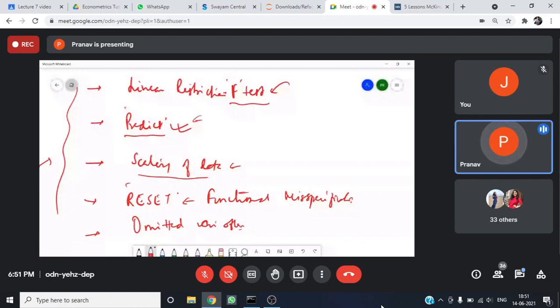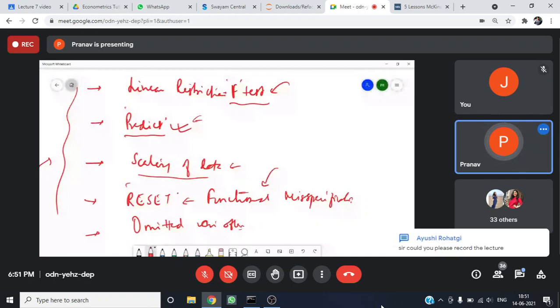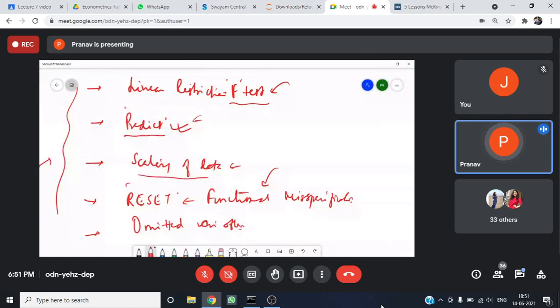This is what we do about scaling of data. And then we talk about functional misspecification. This is when you have a problem associated with incorrect functional forms for the linear regression model. And one specific test that we'll discuss is the RESET test, the regression equation specification error test. And then we talk about omitted variables.